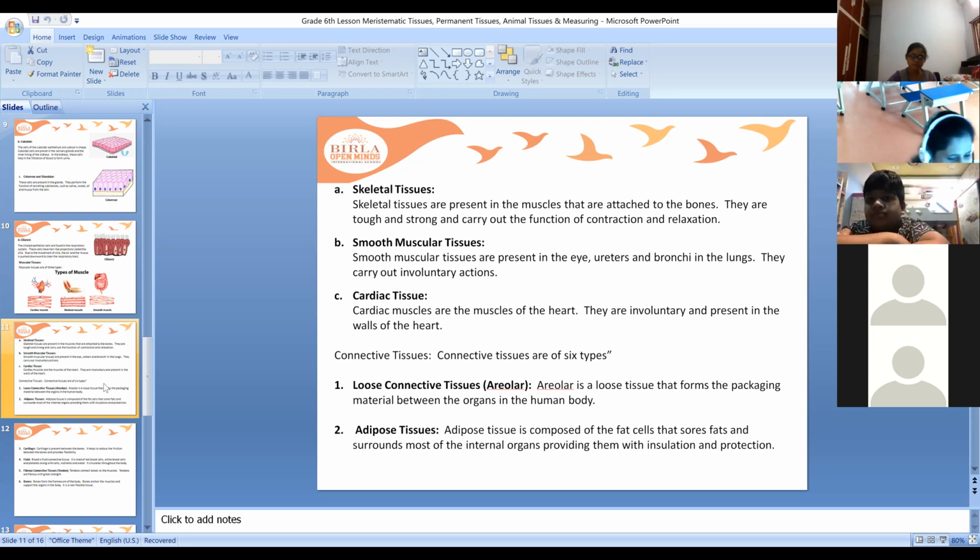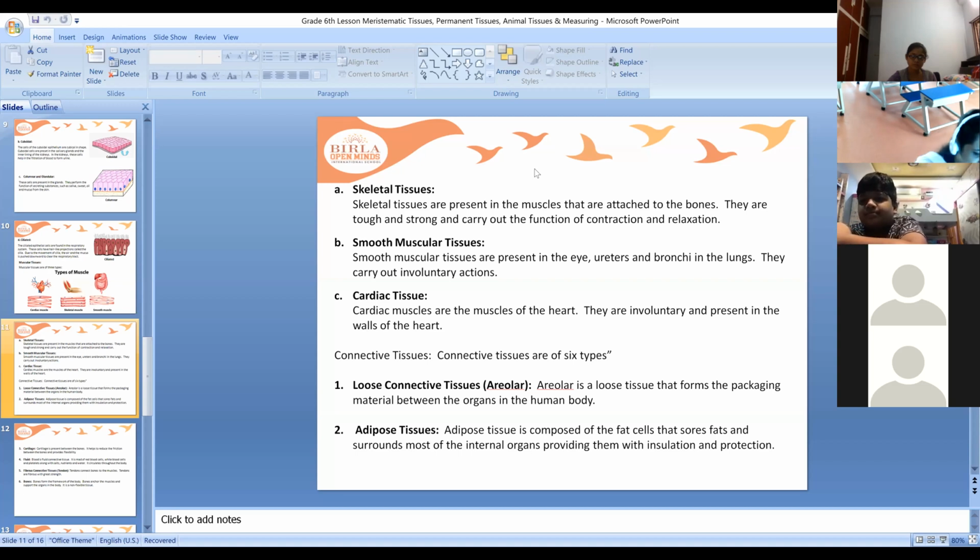So in order to prevent that, there are areolar tissues which are filled with air. These tissues are called loose tissues. They form packing material between the organs. They pack any spaces or gaps in between the human organs. They act like a packing material. They adjust in between the organs, separate them, and protect them internally.